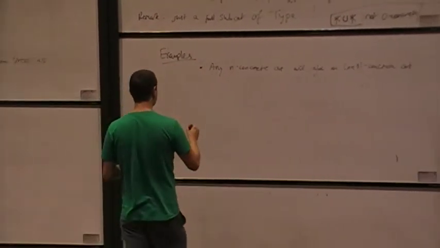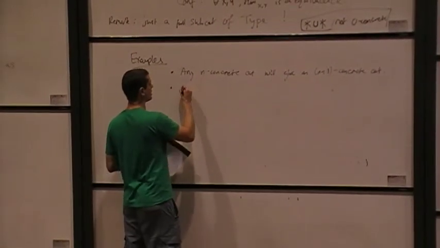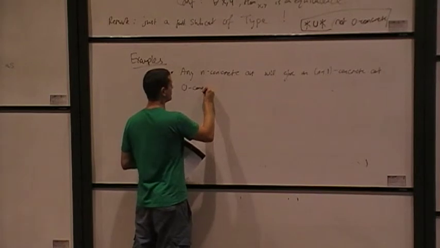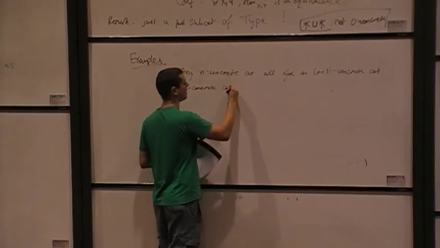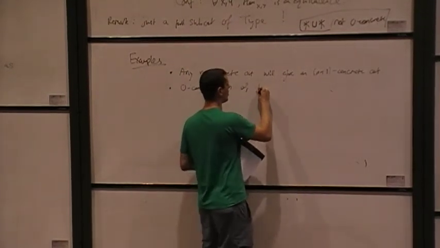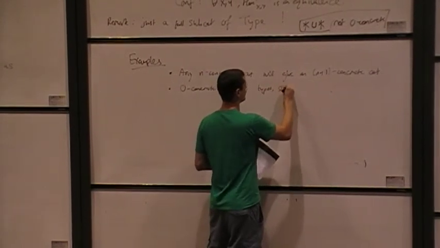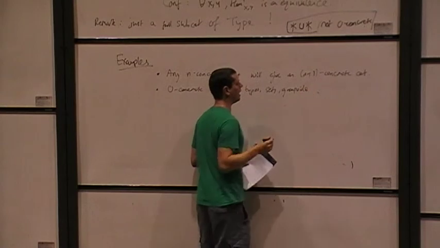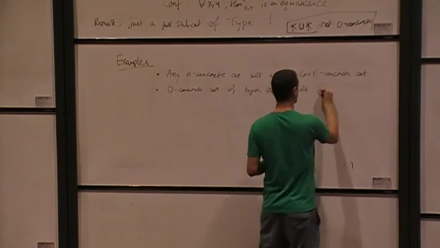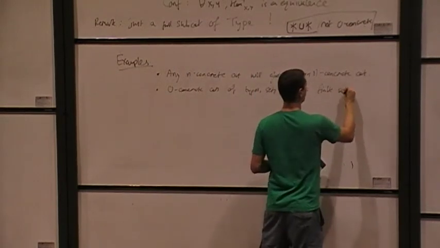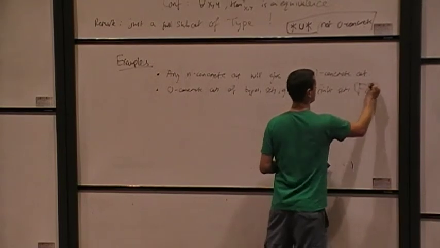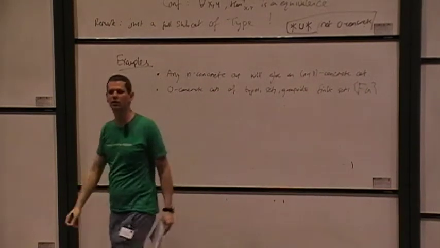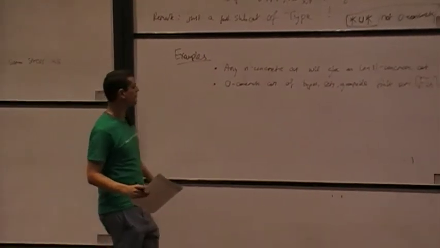So, as I mentioned earlier, there's 0 concrete categories of things you care about. So there's types, sets, groupoids, finite sets, by which I mean Fin, and so on. They're all 0 concrete categories, so that they're fun to work with.